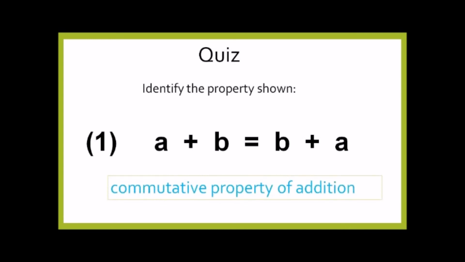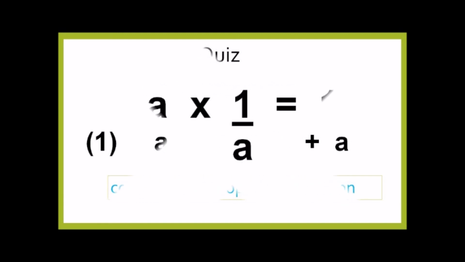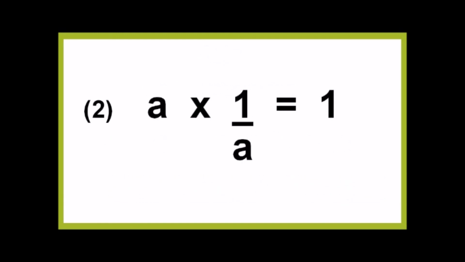Here we go. Yes, commutative property. Once you got commutative, I'll accept that. But it's commutative property of addition, or commutative property of addition. Same thing. Good. If you got that one correct, commutative, A plus B, you switch it around and put B plus A. Remember, commute means to move or to travel. So that's 1 down.